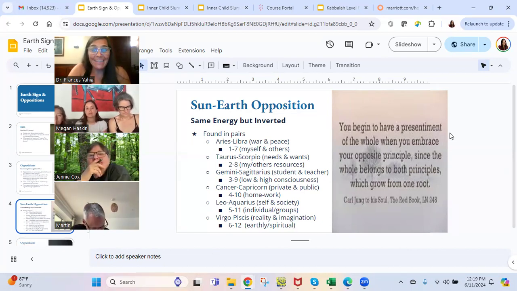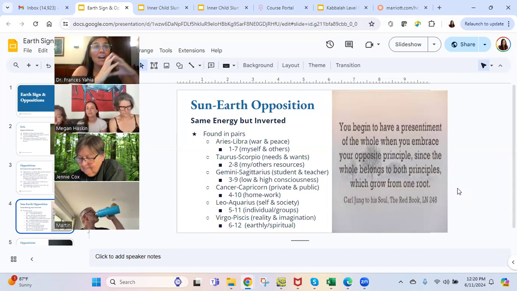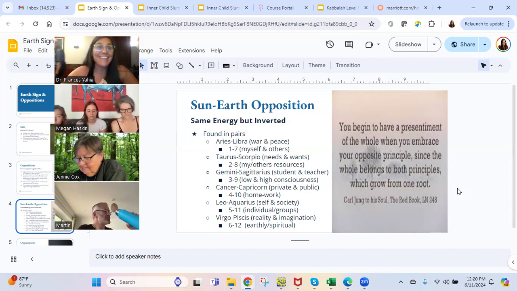So Jung said, to begin to have a presentiment of the whole, your entirety as a person, you embrace your opposite principle, since the whole belongs to both principles, which grow from one root. Have you ever heard that the apple doesn't fall far from the tree? We talked about Eris and Snow White, the apple. Everything that is in your parents, your root tree, is in you, right? You're the fruit to that root. And so everything of conflict that's outside of you is strife that is inside of you. Same idea. That's where judgments are confessions, and where the mirroring and the projection concept comes from. Any questions about that?